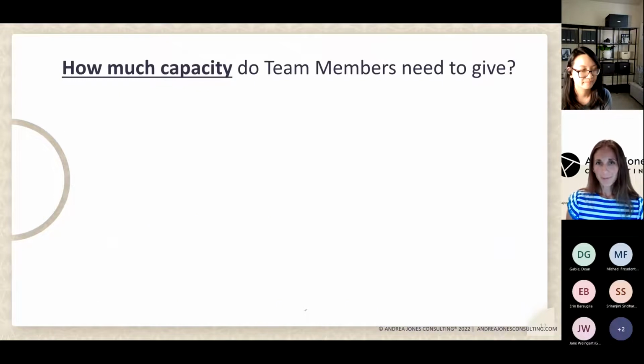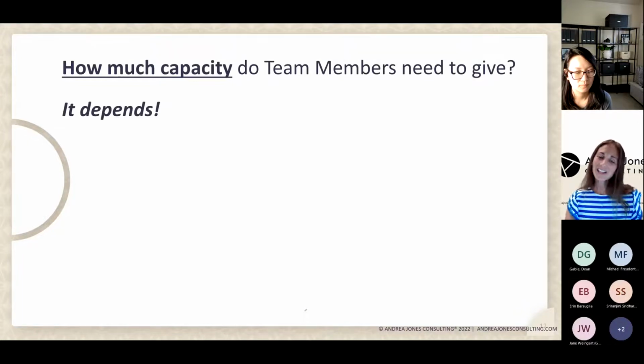We get this question all the time. How much capacity do my team members need to give, right? We're all really busy, and clients are always asking us, they almost want to know, like, can they only give 15 minutes a week? And you're thinking to yourself, this is your top priority? It's really not realistic. But how much capacity is a very real and meaningful discussion. And so, like any consulting answer, it depends.